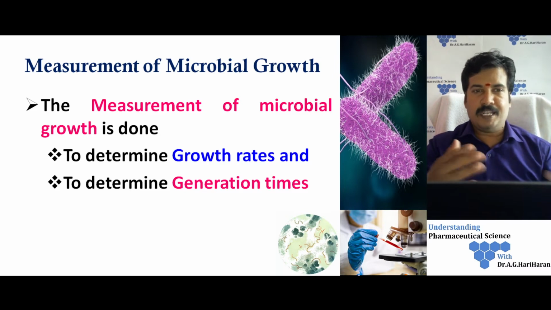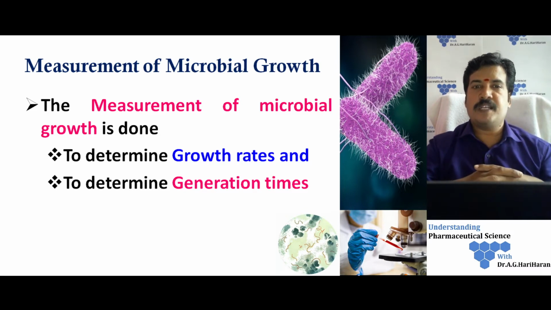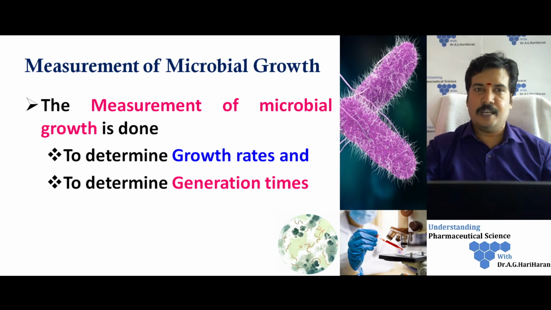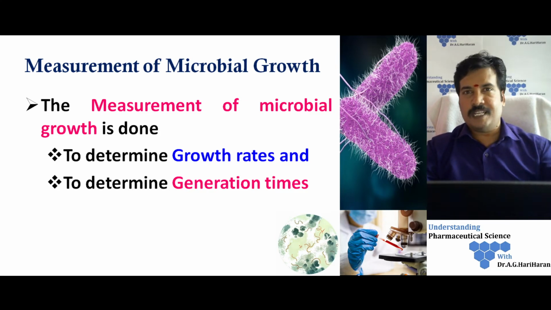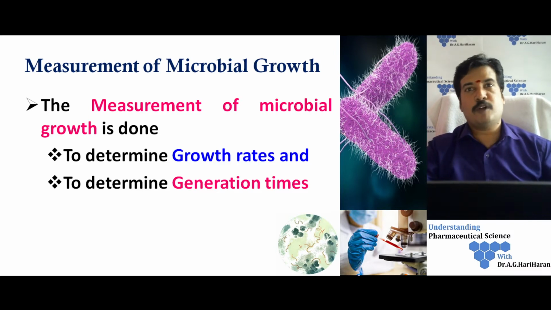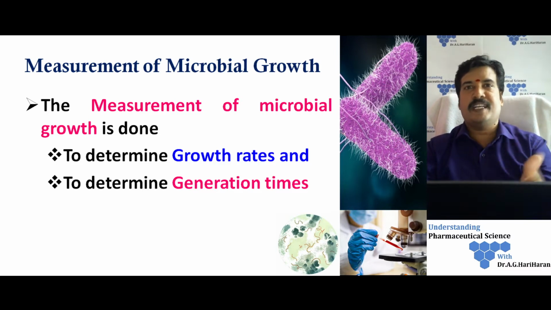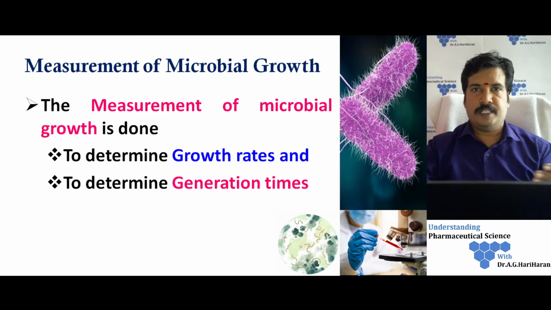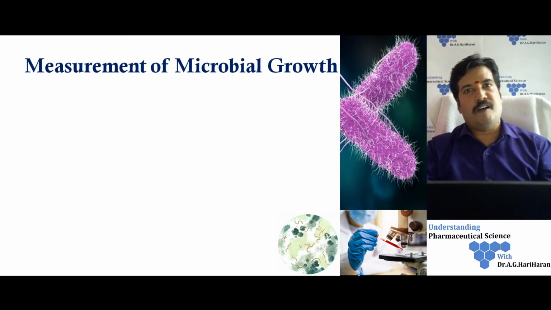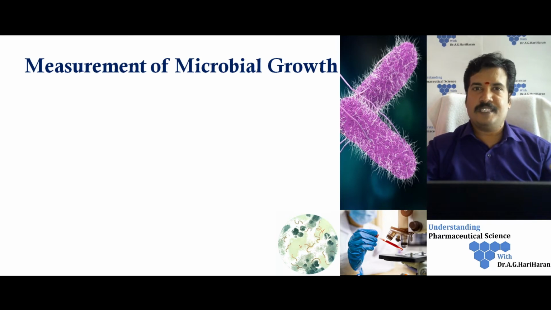The mathematical calculation of how we can determine the growth rate and generation time in a growth curve, I have already given in a video lecture. You can view that to get an idea about it. For measuring microbial growth, we have to enumerate the bacteria. That is, we have to count the microbial cells or bacterial cells present in that particular sample. This measurement of microbial growth can be done in three ways.